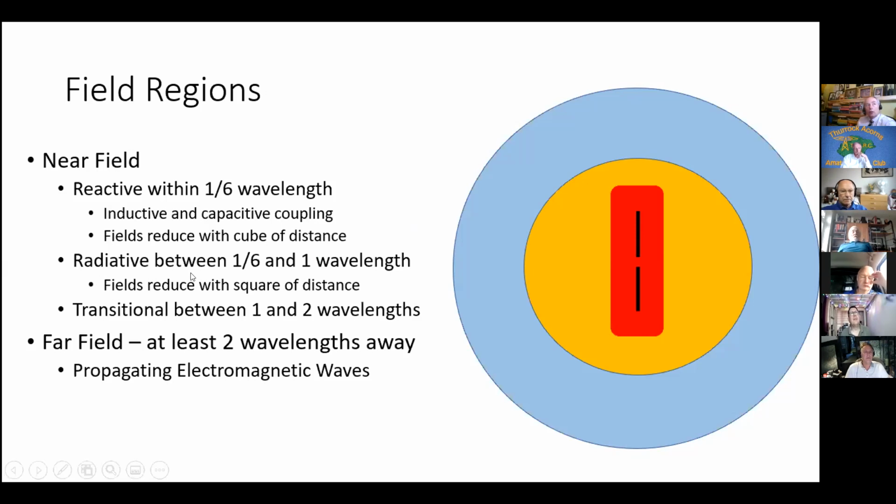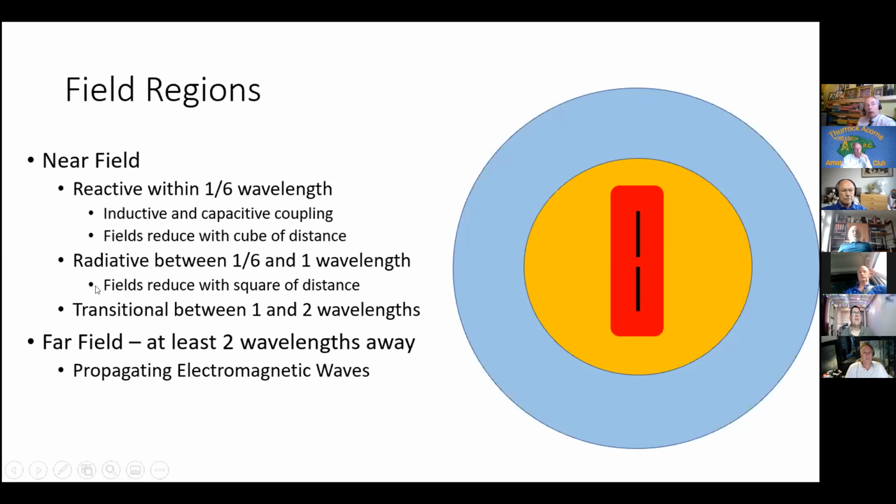I should also say in the reactive near field, the strength of the field falls off very rapidly with the cube of the distance. So double the distance and 1/16 of the field, sorry, 1/8 of the field strength.